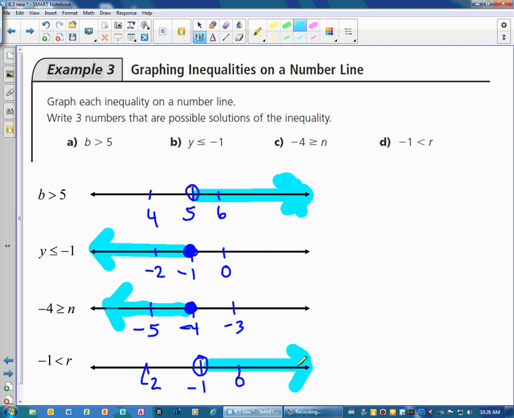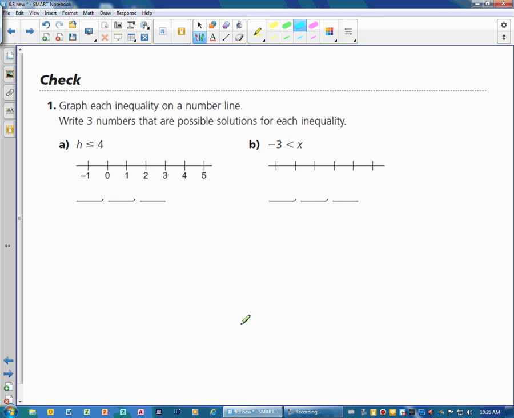So what you got to remember is, first of all, put your number on the number line. Think open circle, closed circle, and then think, okay, which side do I shade? And talk yourself through it. Okay? Think about, is it on the right side or left side? Am I bigger or am I less than? All right, try your check.